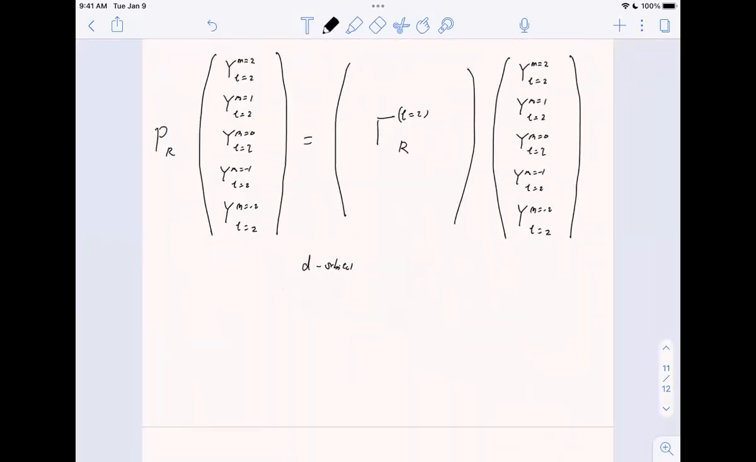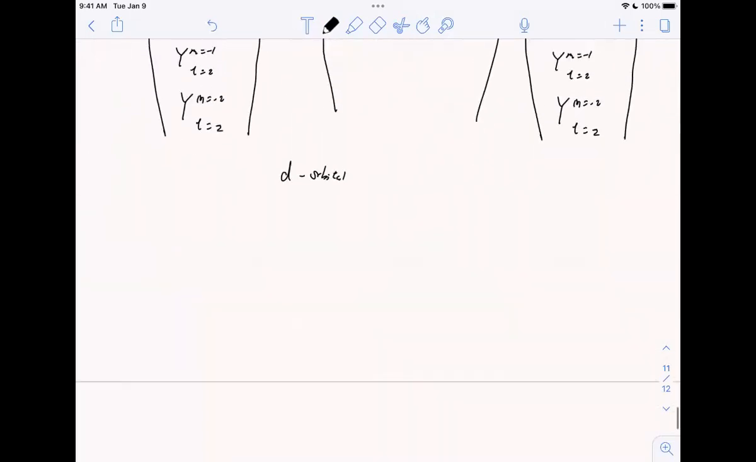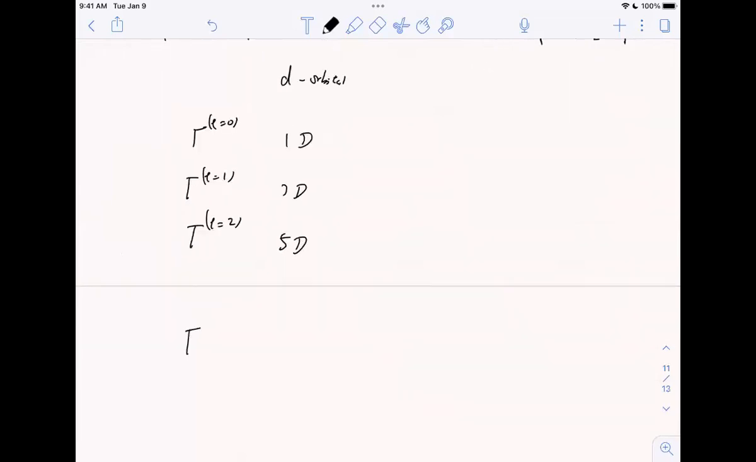And actually, if you keep going on, you'll find that you have a representation of dimension 1: L equal to 0 is 1D. L equal to 1 will be 3D. L equal to 2 will be 5D. These are the S state, P state, D state orbitals. L equal to 3 will be 7D. Then you have the F.